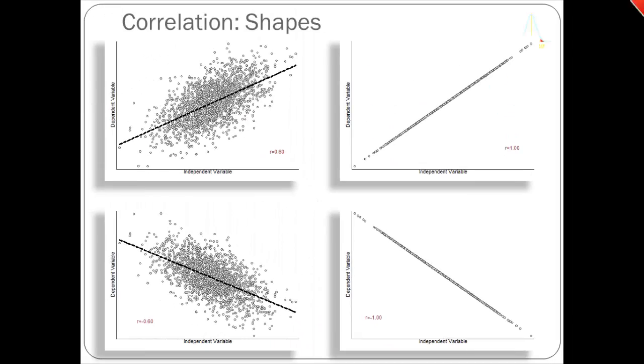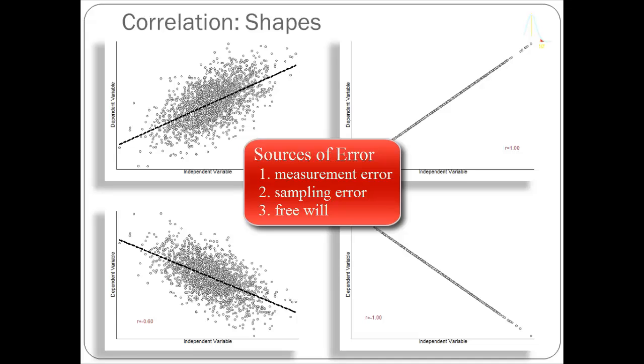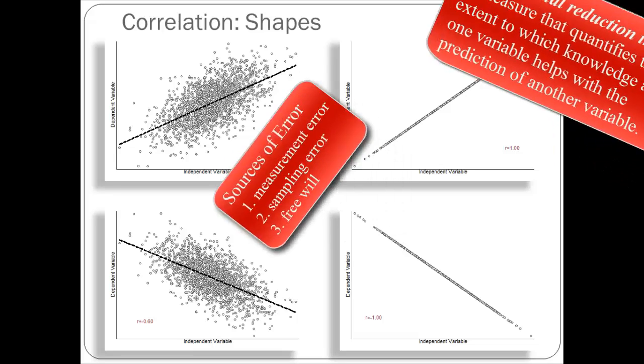We have several sources of error. We have measurement error, we have sampling error, and then of course people make decisions that aren't always consistent, and so we have free will. Those things lead us to find relationships that are not perfect like this. When I say that a relationship's perfect, it means that if I know the value of the independent variable, I can make a prediction about the dependent variable with no error.